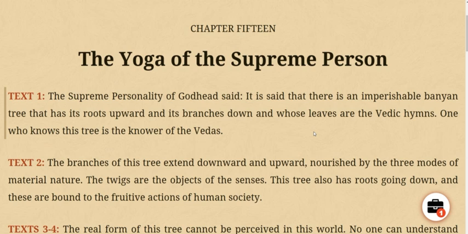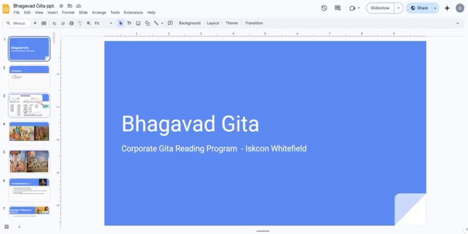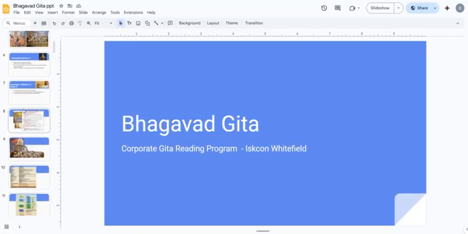It's a very interesting chapter, a small chapter, but a very, very powerful chapter. So, the question here is how to develop detachment. Krishna is going to explain how to develop this detachment. We'll take some overview and then we will jump into the shlokas. So, Krishna gives an analogy here. He says there is an inverted tree which grows upside down.